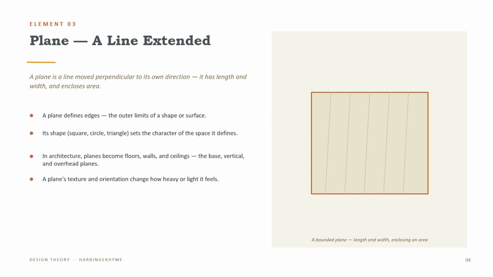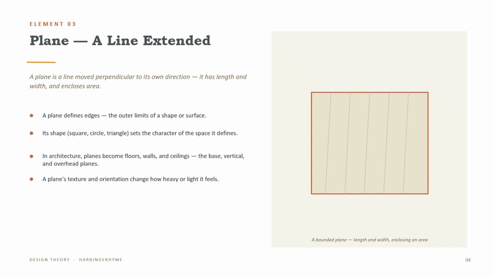A plane is a line moved perpendicular to its own direction. It has length and width and encloses area. A plane defines edges, the outer limits of a shape or surface. Its shape can be square, circle, or triangle. It sets the character of the space it defines.